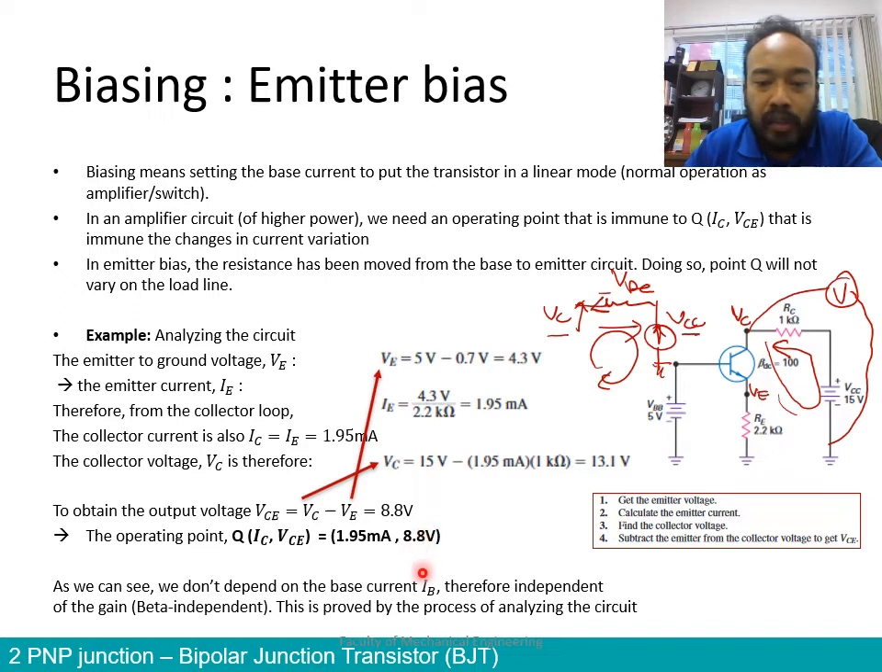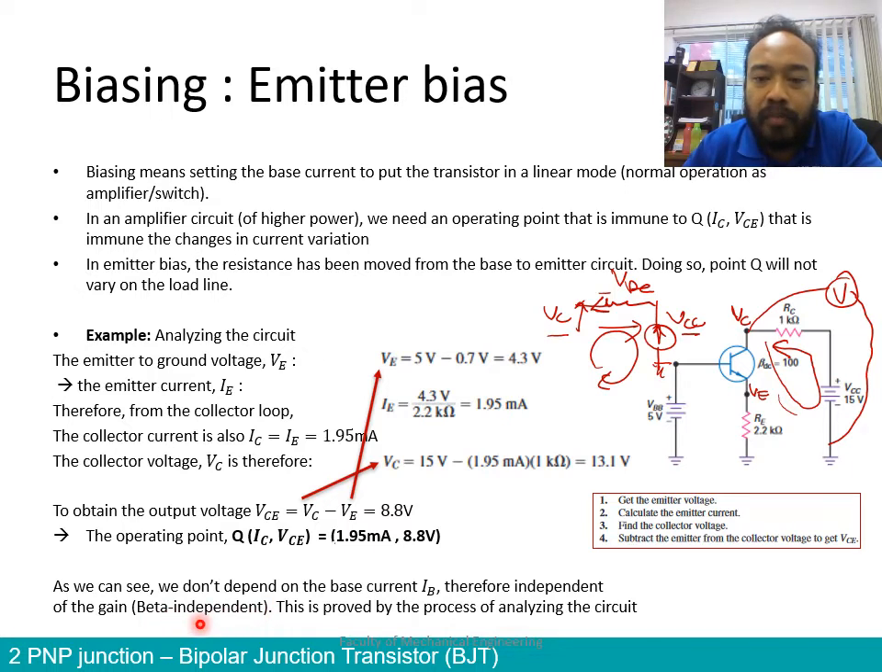Therefore, what we can conclude is that in this emitter bias transistor configuration, we are independent of the base current, therefore independent of the beta or coefficient of current gain, right? So regardless of the value of the current IB and regardless of the current gain beta, we would have the same operating point of IC and VCE. So this is what we call a beta independent configuration: emitter bias.